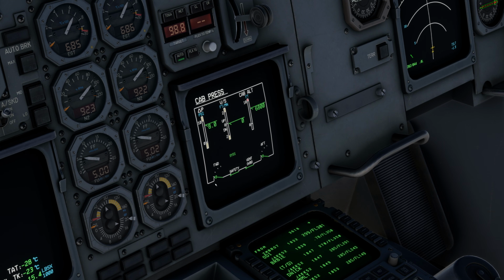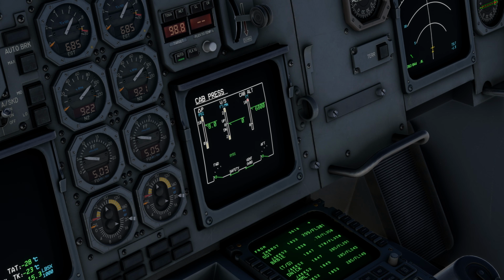For example, if our outflow valves were completely closed and the cabin altitude would be constant like it is right now, that would indicate that we have a pressurization leak anywhere in the airplane, wherever that may be.